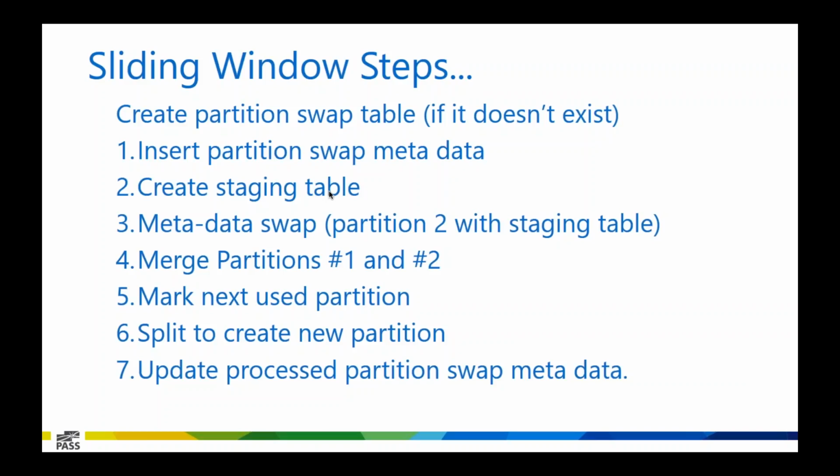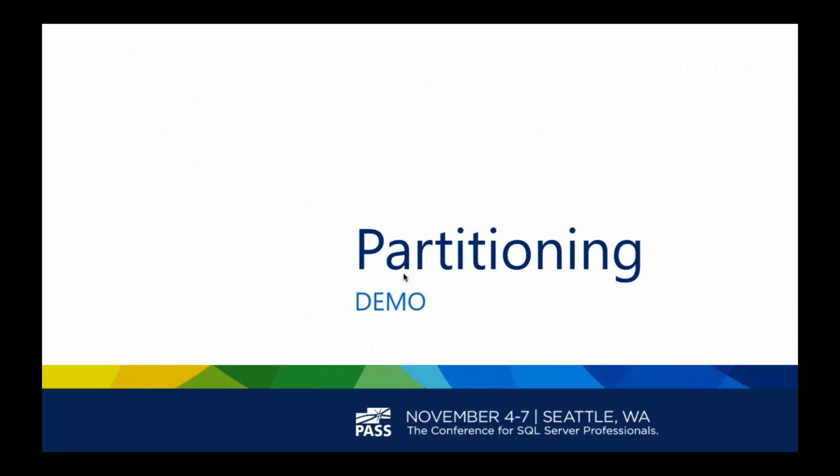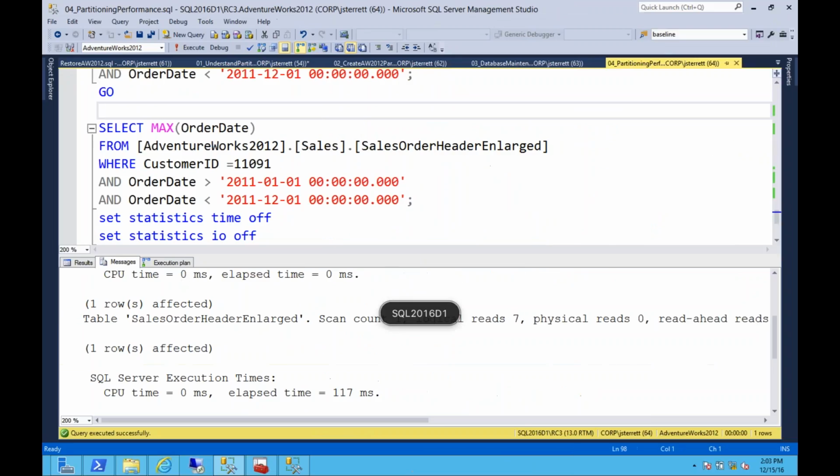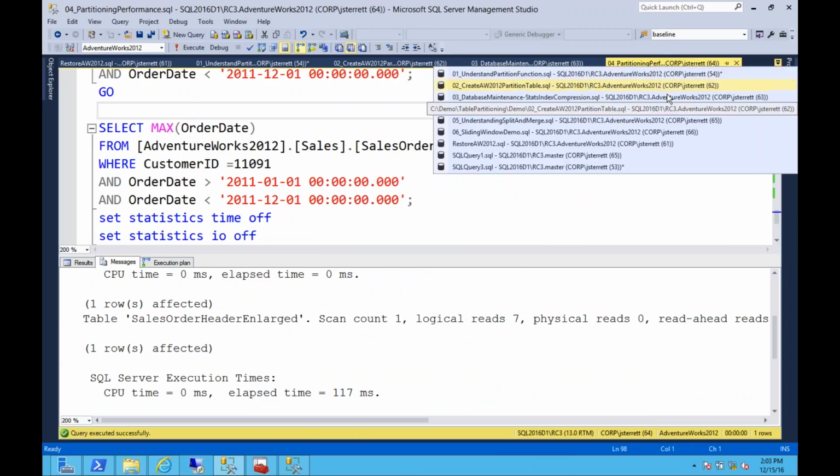So I'm actually going to use a tool that's going to generate our whole staging table for us, making sure it has the right objects and it's on the right file group, so that way we're not making mistakes. So we'll go through that. We'll swap the data out, doing the metadata swap as we merge, and then we'll create our new partition as well. And so with that, I'm going to hop over to that demo here.